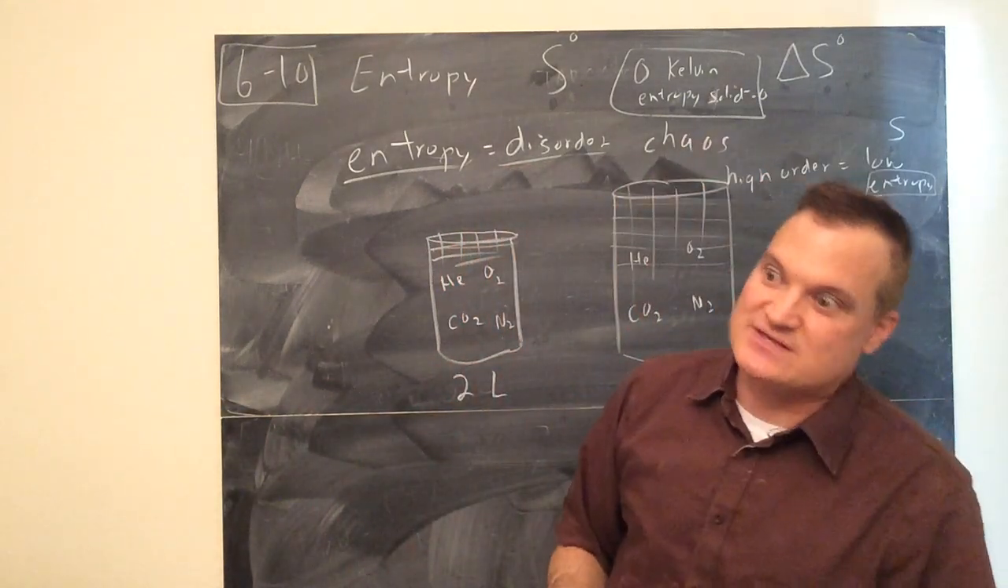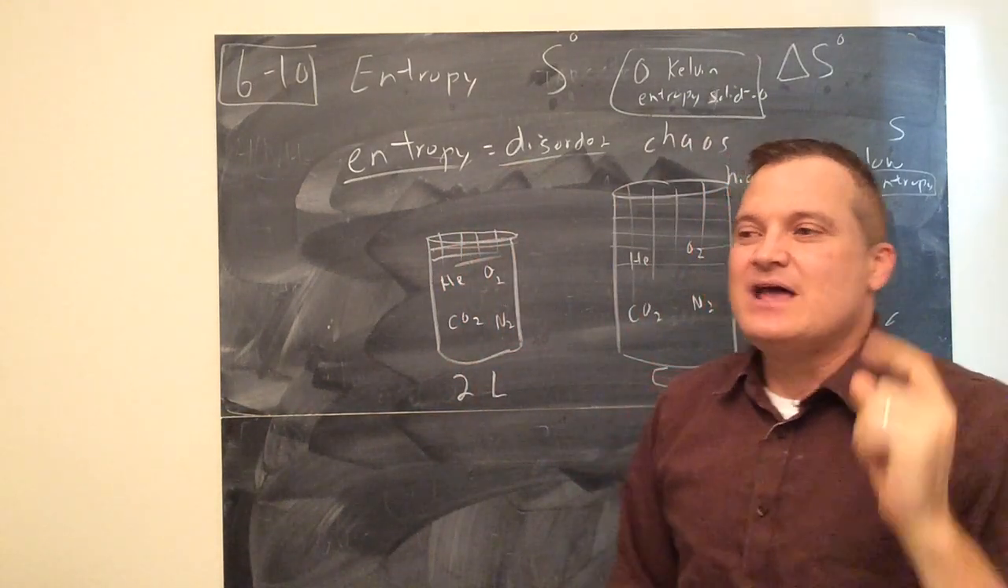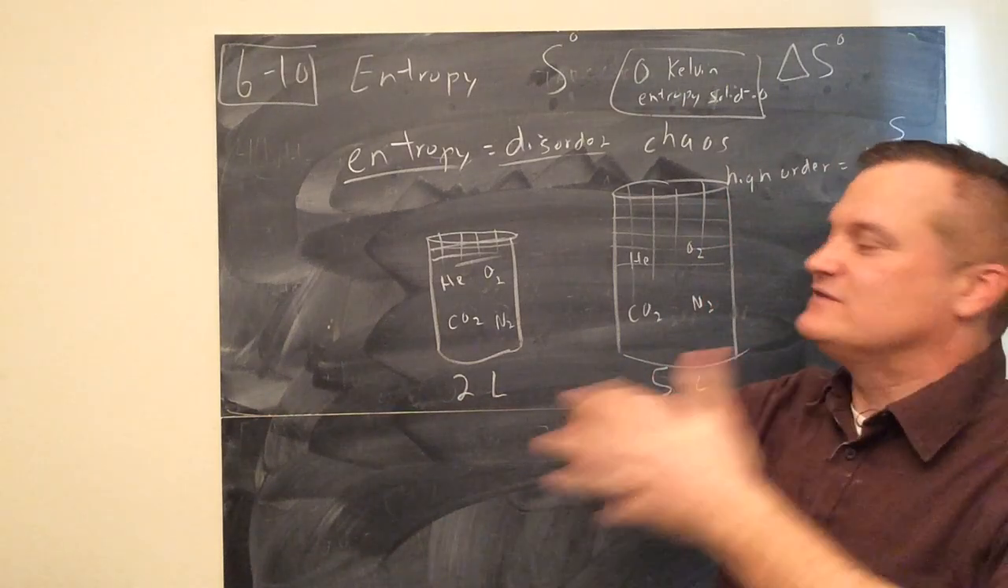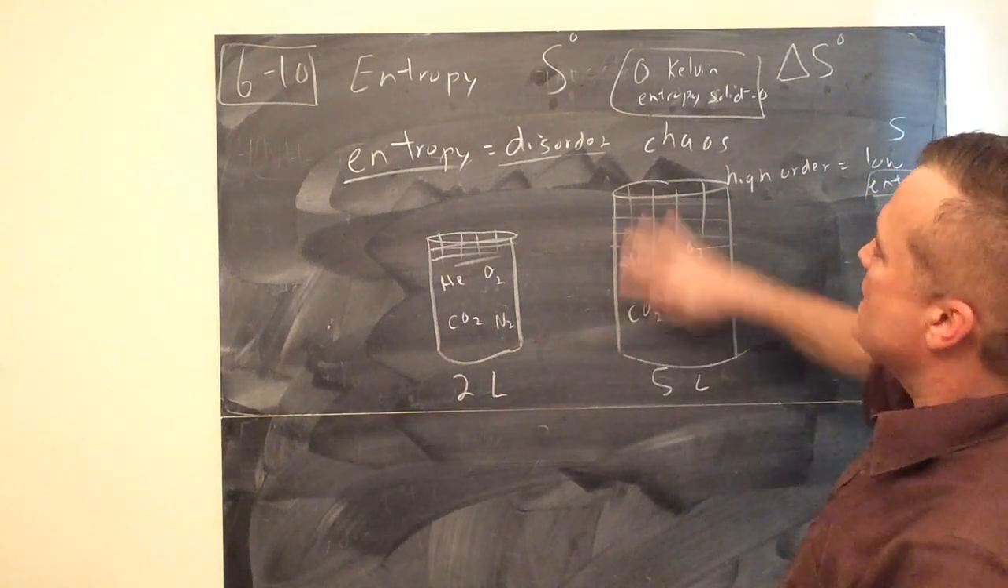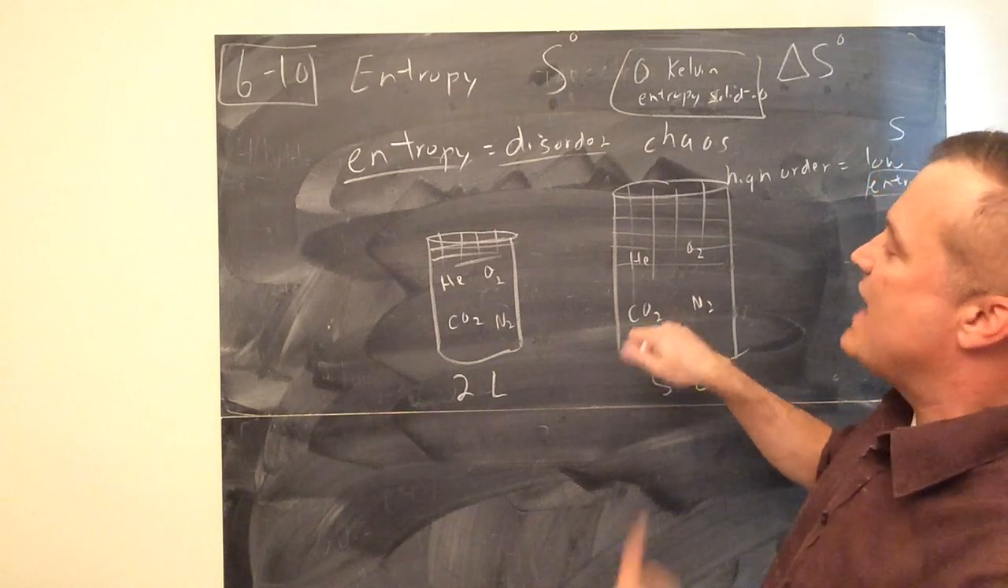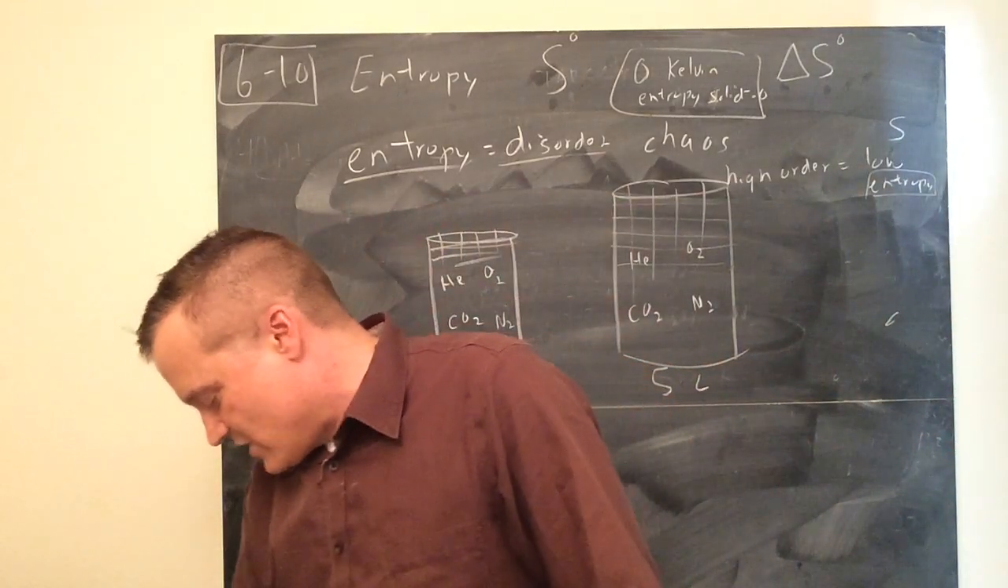That might change the pressure of the system. All kinds of stuff can be affected, but because of entropy, because of random motion, they're going to end up filling it up. There's more possibilities. So high volume means high entropy, and lower volume means low entropy.